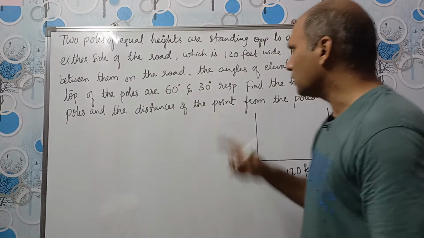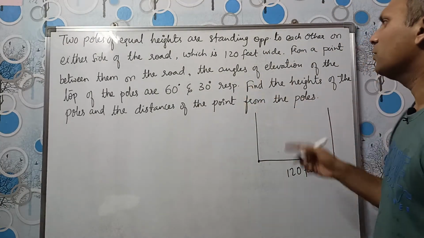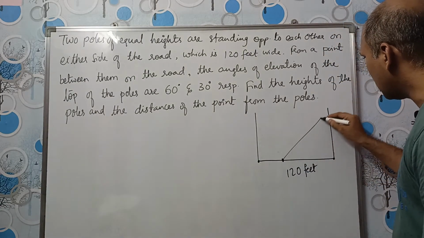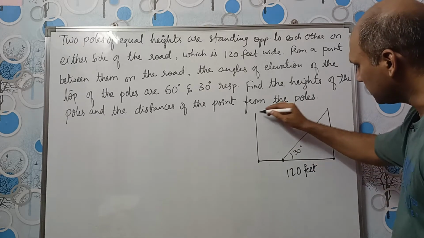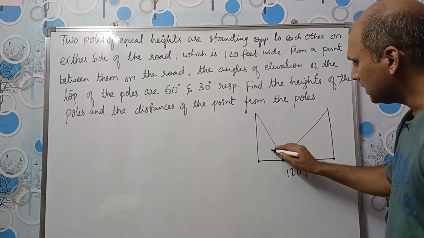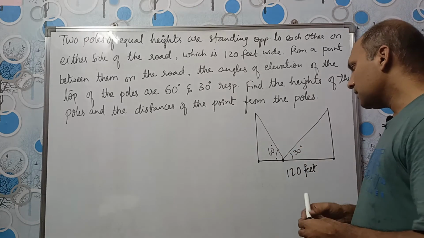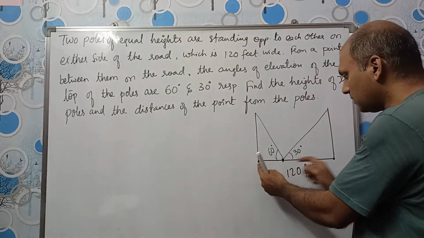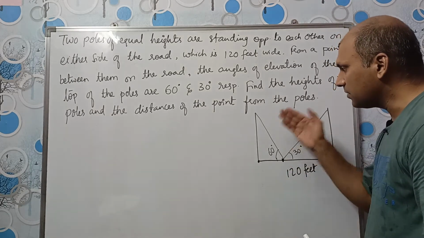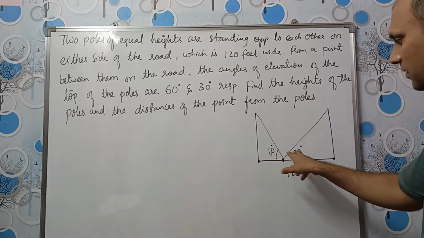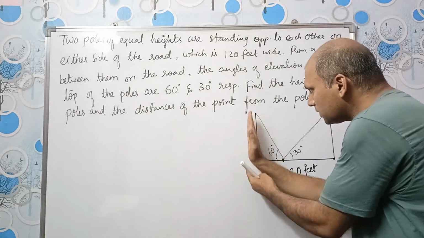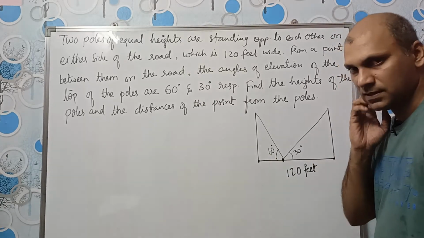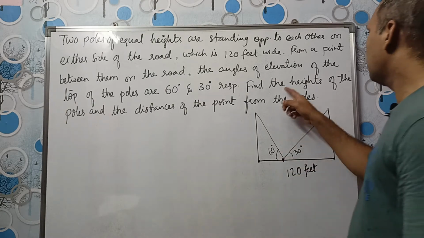From a point between them on the road, the angles of elevation of the tops of the poles are 60 and 30 degrees respectively. Suppose somebody is standing here, and the angle of elevation of the top of one pole is 30 and of the other pole is 60 degrees. This person is not standing in the middle, 60 feet from either side. If he were, the angles of elevation would be equal. But they are not equal, which means this person is standing closer to this pole because the angle of elevation is more in this case, 60 degrees. Here the angle of elevation is lesser, 30 degrees. Find the heights of the poles.